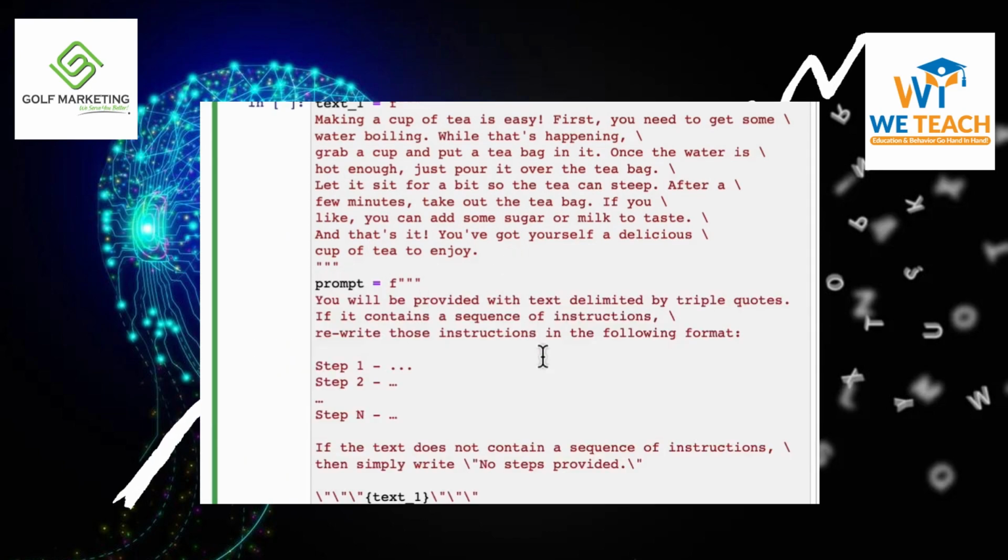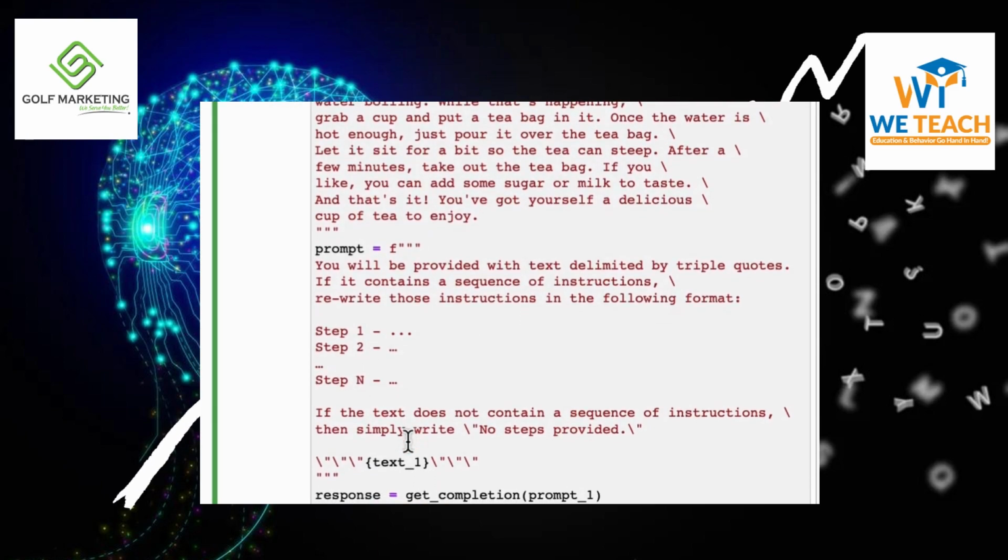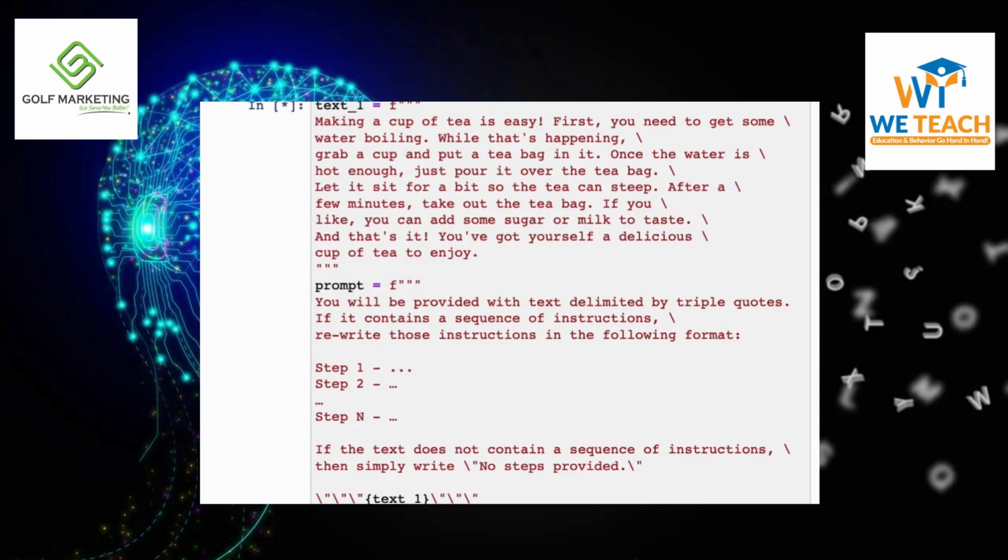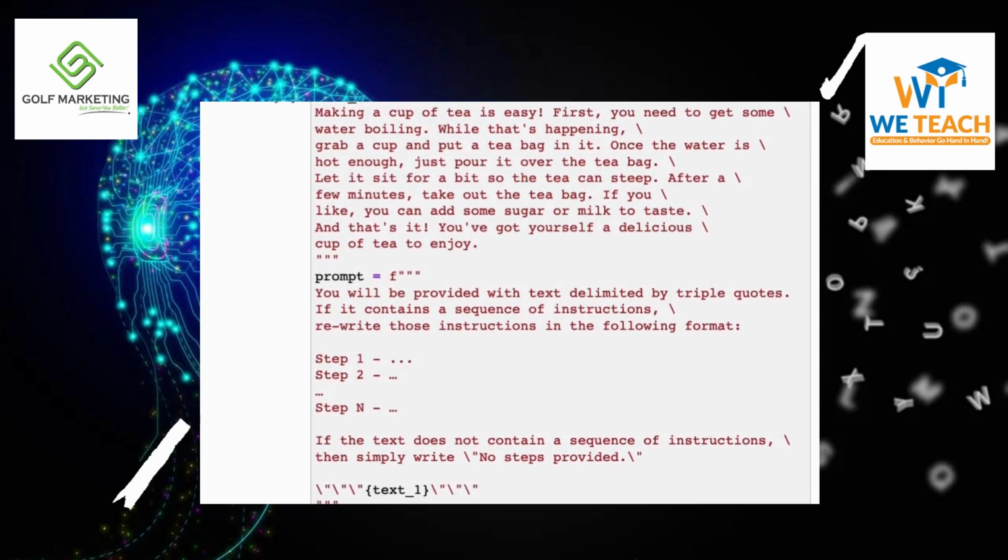And so the prompt is, you'll be provided with text delimited by triple quotes. If it contains a sequence of instructions, rewrite those instructions in the following format, and then just the steps written out. If the text does not contain a sequence of instructions, then simply write no steps provided. So if we run this cell, you can see that the model was able to extract the instructions from the text.